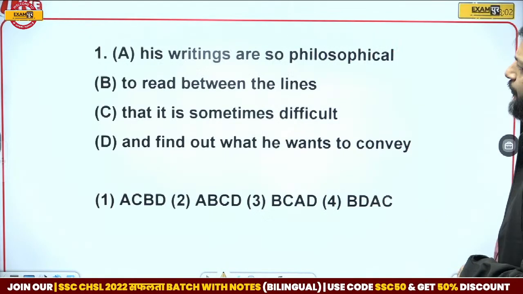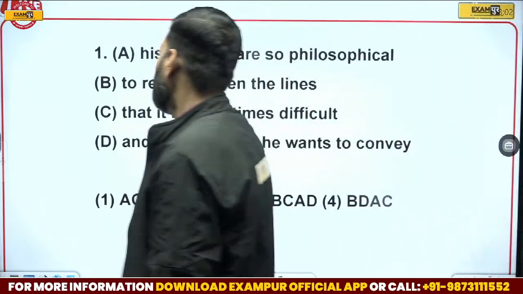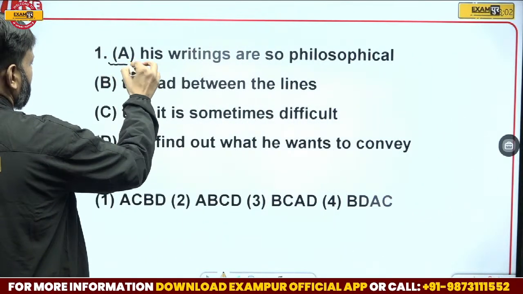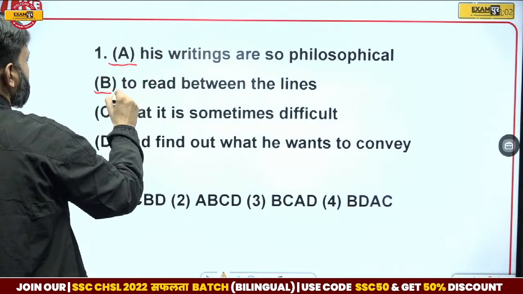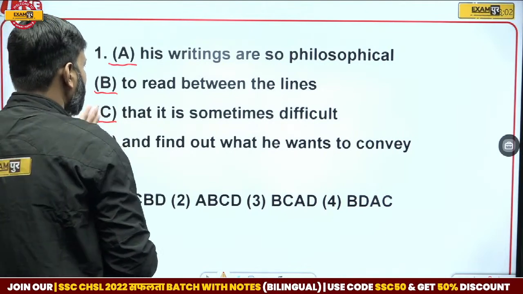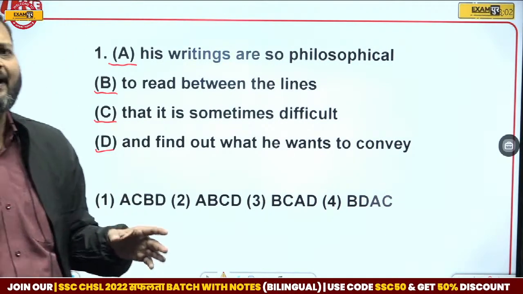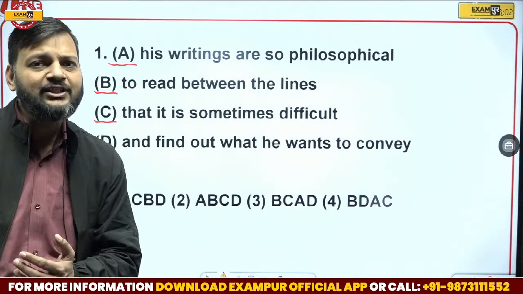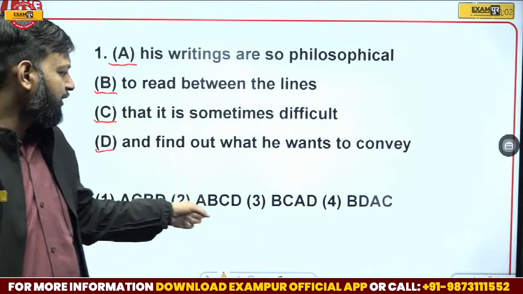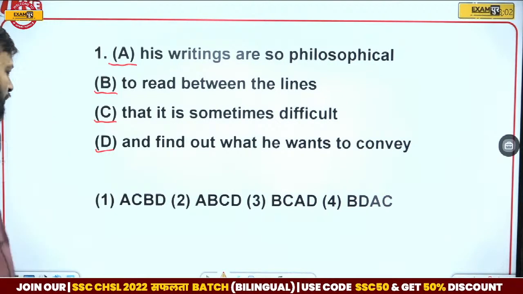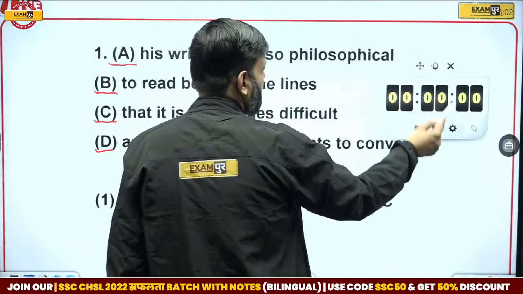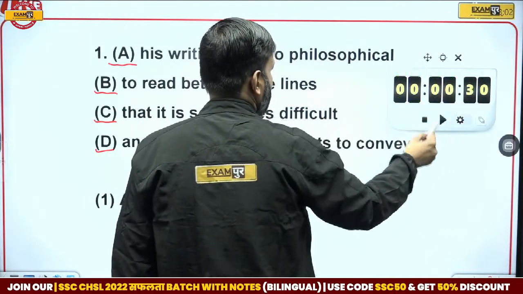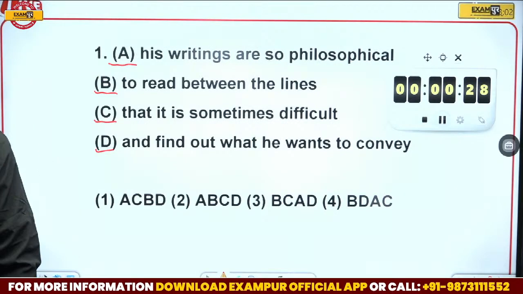So here is your first question. His writings are so philosophical. See, here we have four sentences, A, B, C and D. You have to arrange these four sentences into a meaningful paragraph, and after rearranging them, you have to tell which option is the right option. For each question I'll give you 30 seconds. So your time starts now.